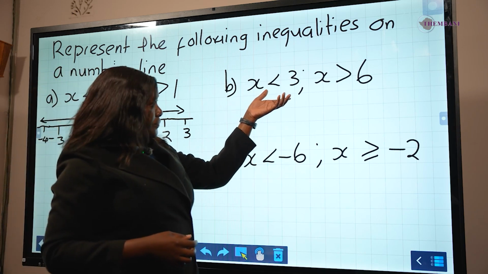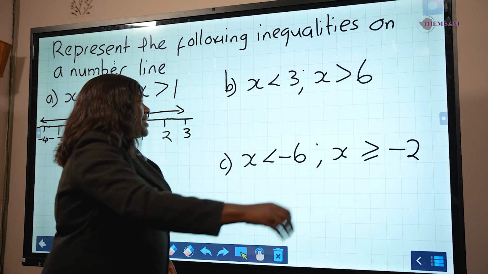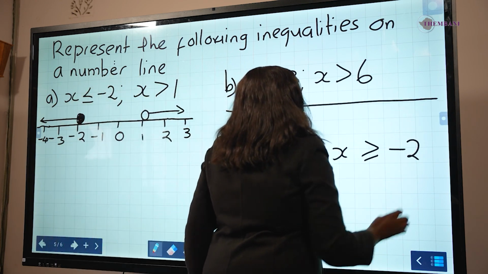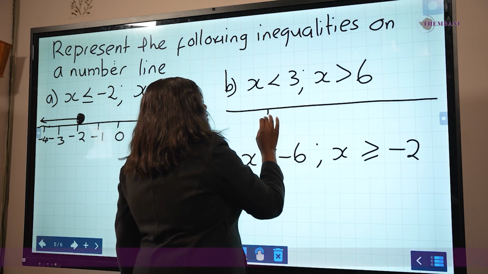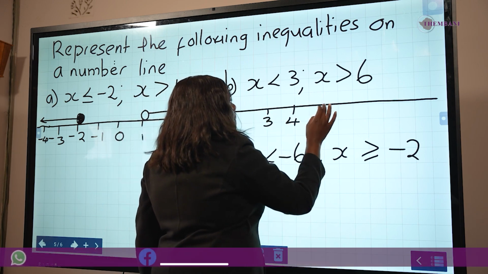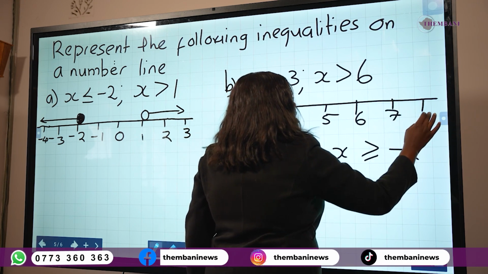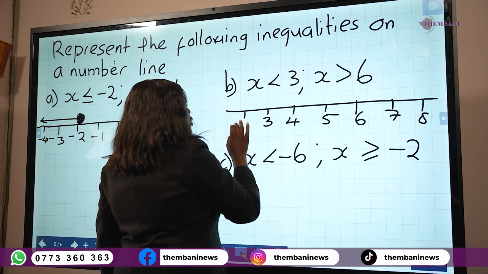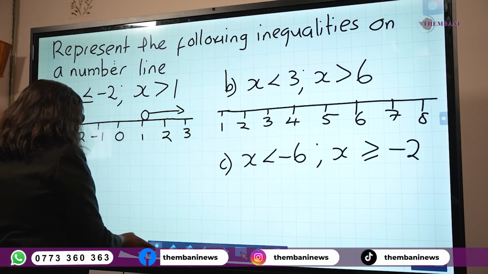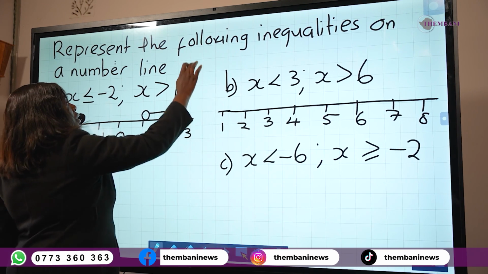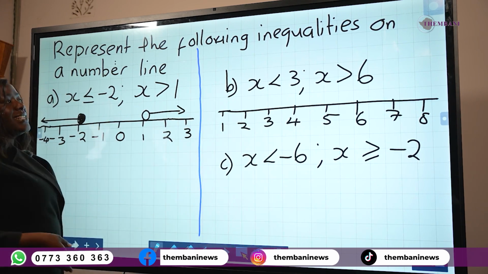In this case on part B, my focus numbers are 3 and 6. So when I write my number line, I need to have a 3 and a 6. So here I have 3, here 4, 5, 6. Then I'm going to put a 7 and an 8 here. I'm also going to put a 2 and a 1 here. So those are my numbers on the number line. My focus numbers are all there, the 3 and the 6.